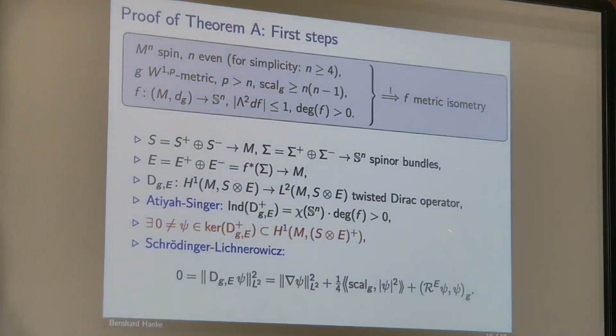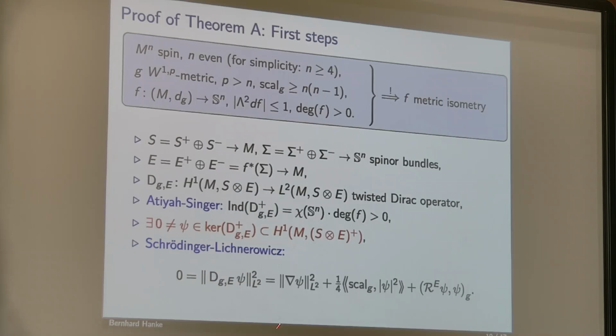I get the twisted Dirac operator as I wrote down on the previous slide. And the Atiyah-Singer index formula now tells me that if you take the positive part of this twisted bundle, which is the direct sum of the positive part tensor positive part, plus negative tensor negative, and the operator goes from the positive part to the negative one, the index of this operator, D plus, is this number here. It's the Euler characteristic of S^n, the sphere, times the degree of f. And this is a positive number.